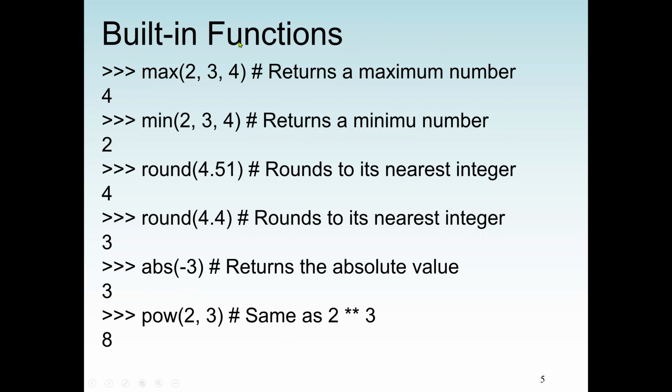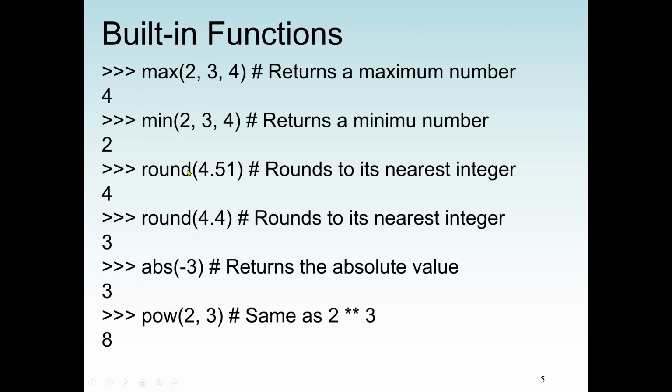So let's see some of the built-in functions here as an example. Now, again, the triple right arrows here are the Python prompt, if you are running the code in the Python prompt. So for example, if I type max 2, 3, 4, it will return 4 because 4 is the maximum value. If I type min 2, 3, 4, it will return 2 because 2 is the minimum value. Again, the triple right arrow here means the Python command prompt.